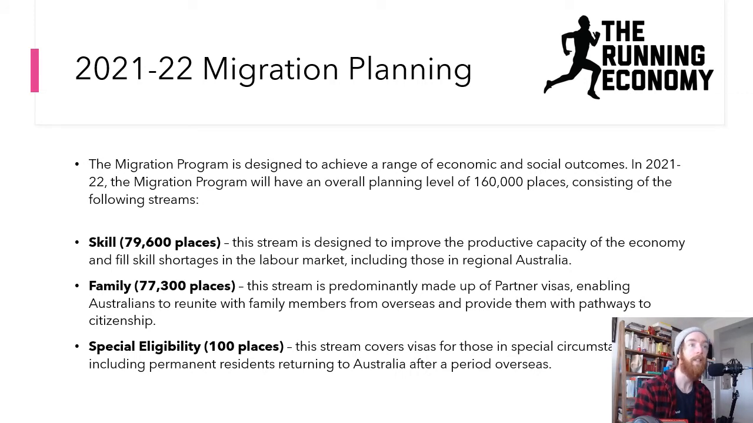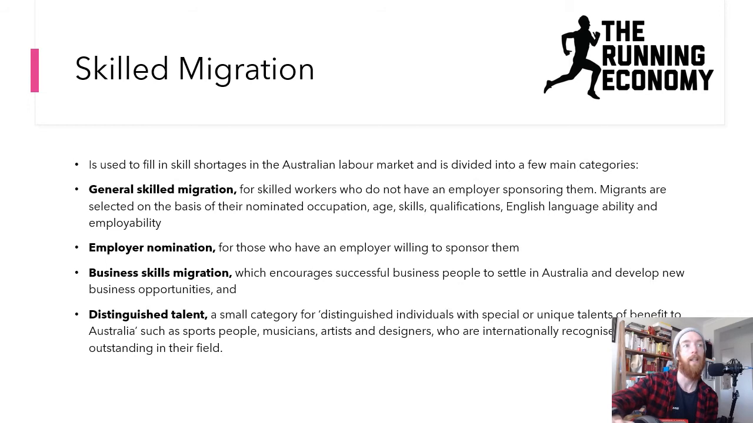There is then about 77,300 places for family migration, which this stream is predominantly made up of partner visas, enabling Australians to reunite with family members from overseas and provide them pathways to citizenship. And then lastly, there's 100 places for special eligibility, which covers visas for those in special circumstances, including permanent residents returning to Australia from a period overseas. So they're the different types that we have. Then, to get into skilled migration in more detail.